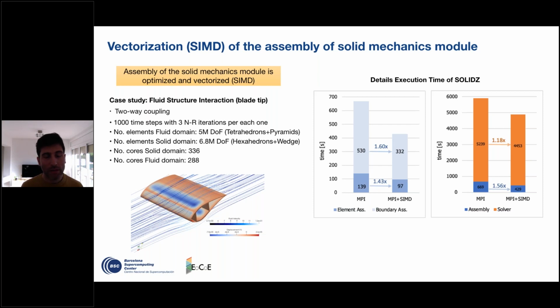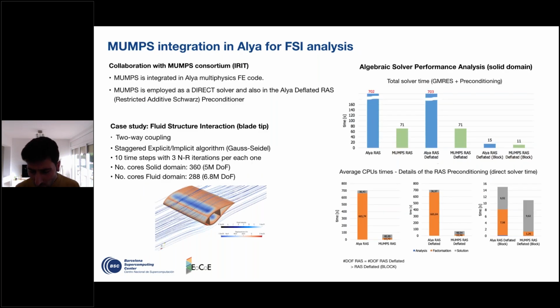Thanks to the opportunity to work in this project, we also had the opportunity to work with the MAMS consortium, and we integrated the MAMS solver into Alya in order to conduct fluid structure interaction analysis. We saw that MAMS as a direct solver was not really competitive versus the iterative solvers, in particular when the problem becomes very large.